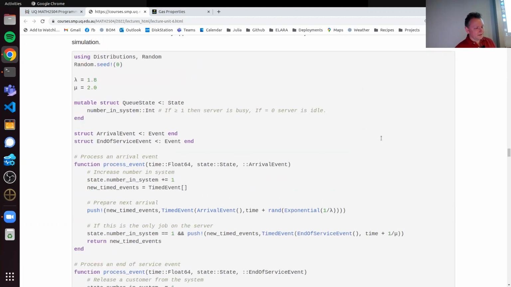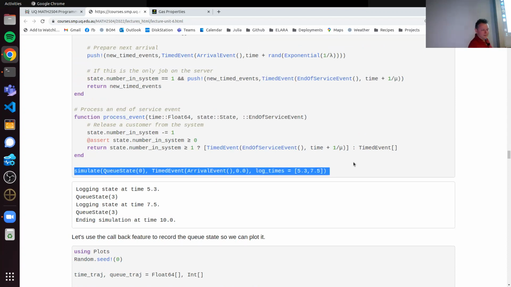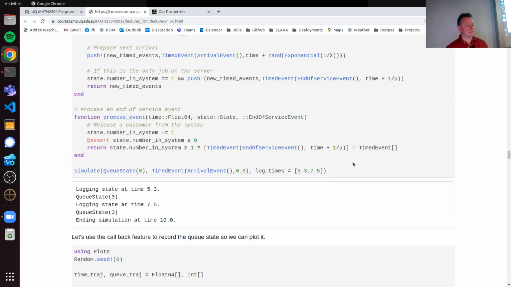And then with all that done, the whole simulation is literally just that. Imagine we had a system with no people in it, and it starts off with an arrival at t equals 0. And we want to look at the system state at those times. We can just call that.